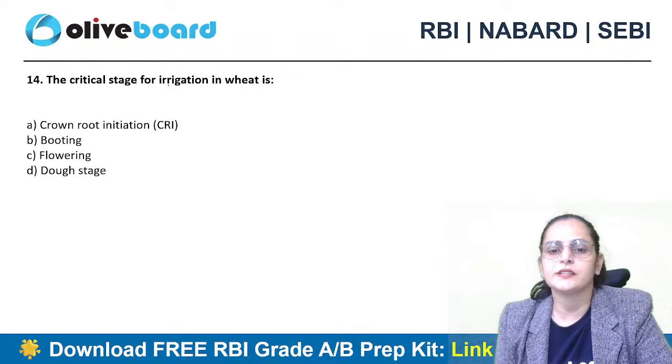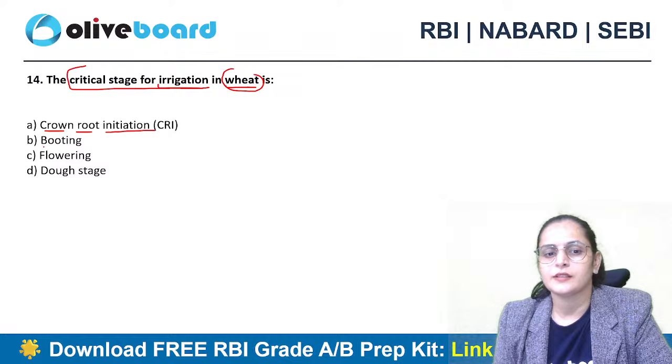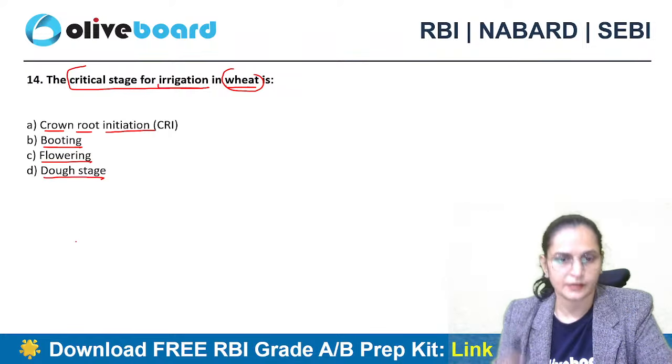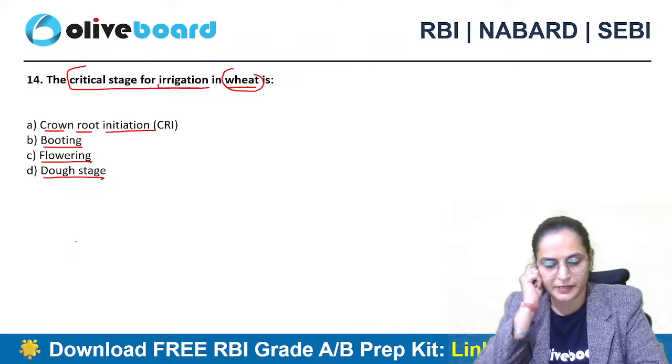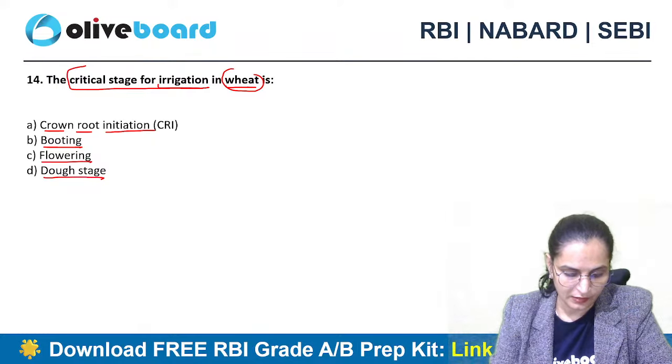Now, the critical stage for irrigation in wheat is, sorry, not rice, in wheat: crown root initiation, booting, flowering, or dough stage. The right answer for question number 14 will be, and the students who are there in the class, you have to like the session as well. So what should be the right answer for the question?